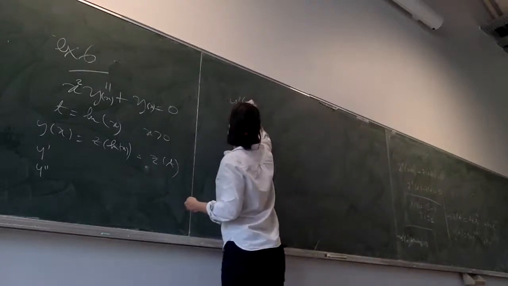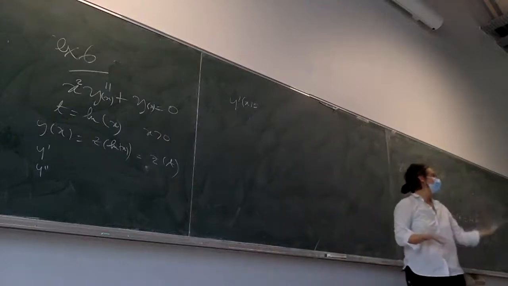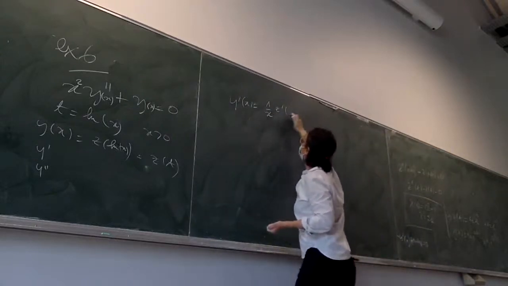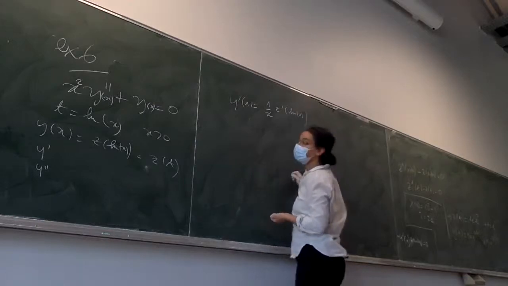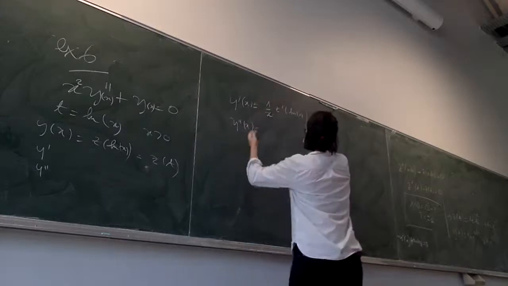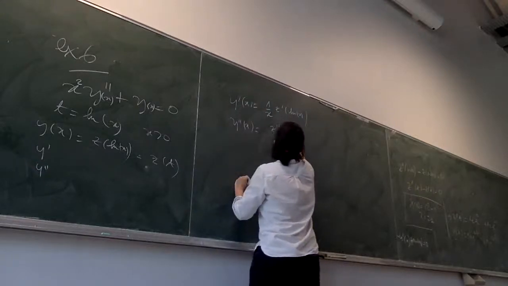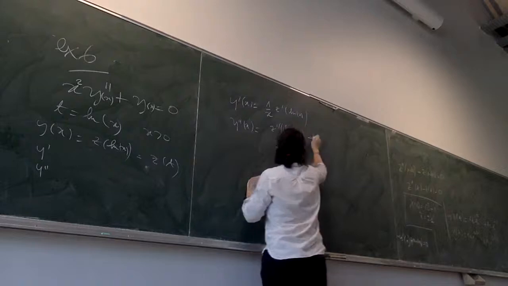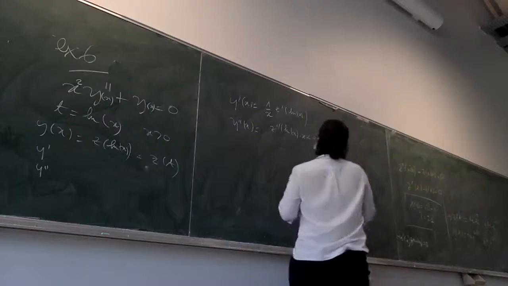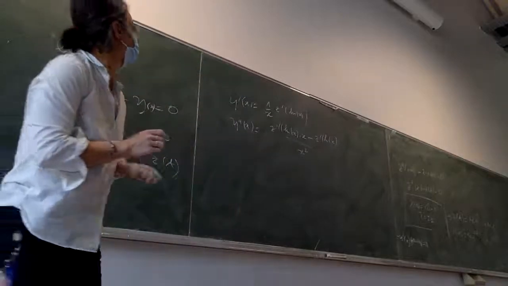So y prime of x. Chain rule again, so derivative of log over x: z prime of ln of x over x. Second derivative, y second of x. So multiplication, or even u over v. So z second of ln of x times x minus z prime of ln of x, divided by x squared. Whichever way, you should find the same stuff.